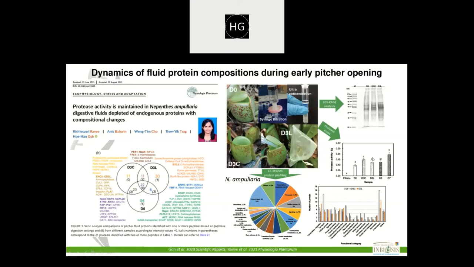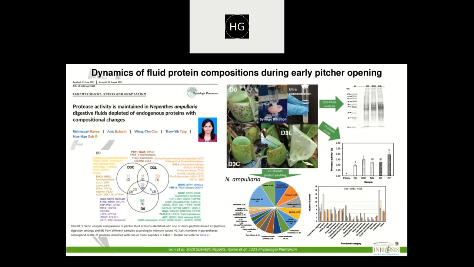This is what we found amazing. And in the wild, on day seven, the protease activity increased further. So as the pitcher matures more and more, the protease activity becomes higher and higher. Okay.